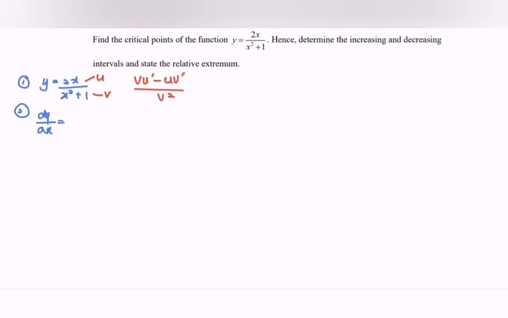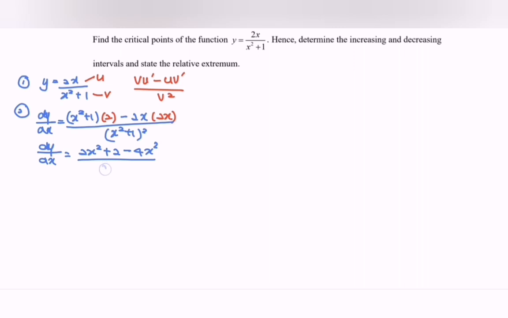So we have v, x squared plus 1. Differentiate the u, so we will have 2. Minus, copy the u, which is 2x, and then differentiate the v, where we have 2x. And then over, we have (x squared plus 1) squared. So dy/dx equals 2x squared plus 2 minus 4x squared over (x squared plus 1) squared.